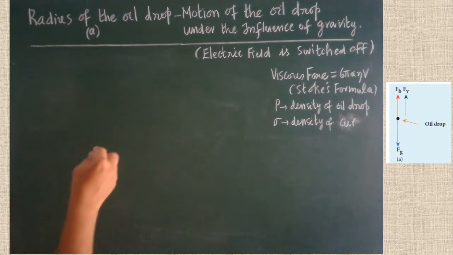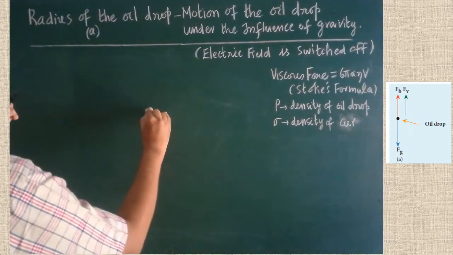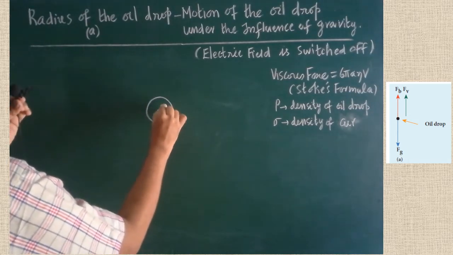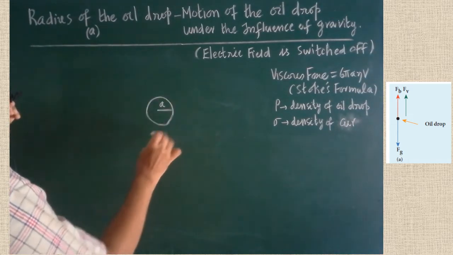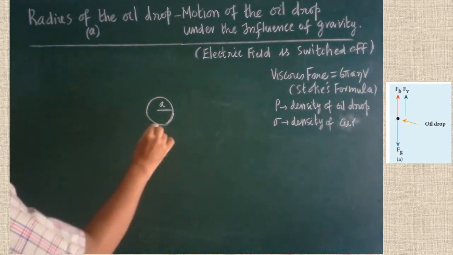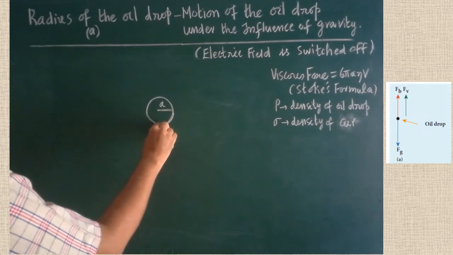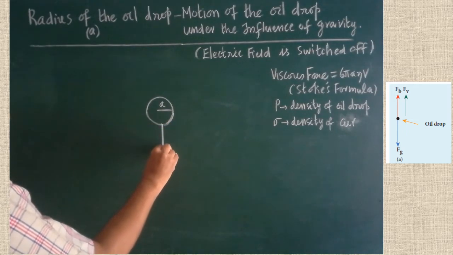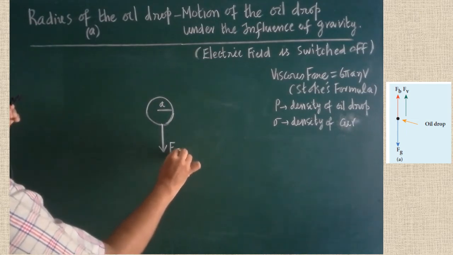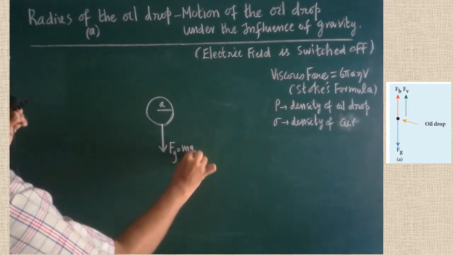Here, first I will draw the oil drop. The radius of the oil drop is taken as a. Usually the oil drop will be spherical in nature. So here on the oil drop, the gravitational force is acting. The gravitational force can be written as Fg, and its expression is m times g.